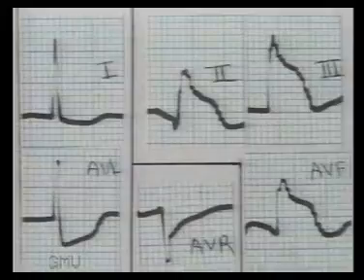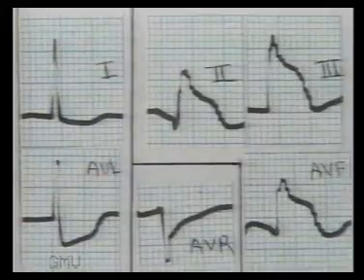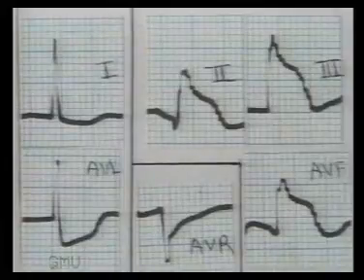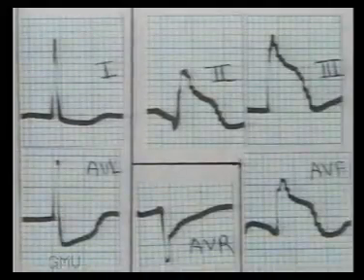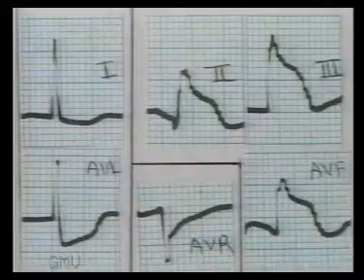In this ECG, leads 2, 3 and AVF on the right show marked ST segment elevation, while leads 1 and AVL on the left show reciprocal ST depression. So this is an inferior wall infarct, a fresh inferior wall infarct.